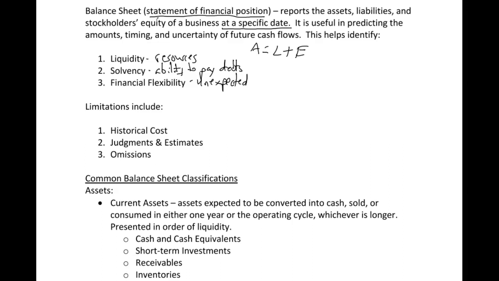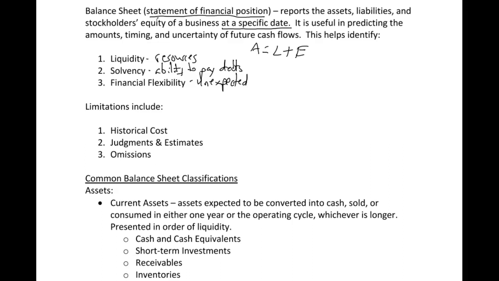All right, some limitations include historical cost. Remember, we record a lot of our, especially our fixed assets at historical cost, and that may or may not be relevant based on the fair value of that. So you'll see some investments or some assets will record at fair value, but we'll get into that as we go further into our lessons.